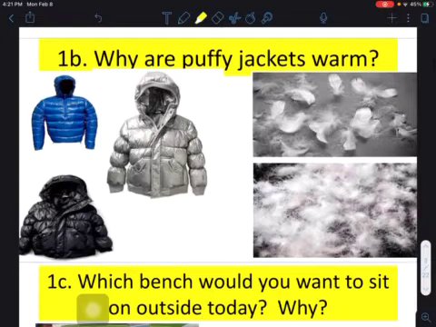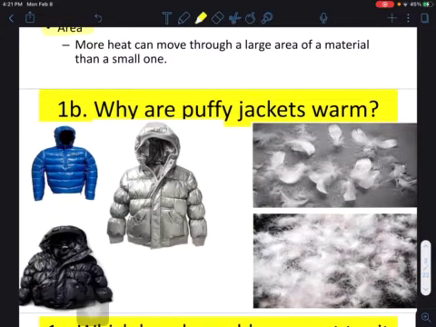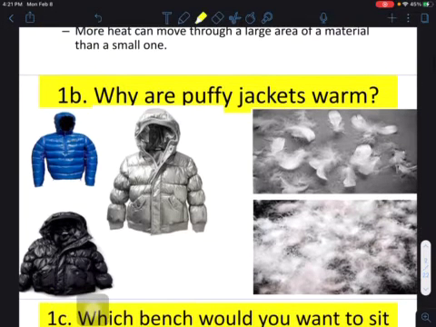Puffy jackets are warm, and this deals exactly with what we were just talking about, through a larger area. You've got all these materials like down feathers or some type of an insulating material, and it's usually puffy, and it creates airspace in there, which is insulating, and then you have lots of area that the heat would have to get through in order to get to the outside.